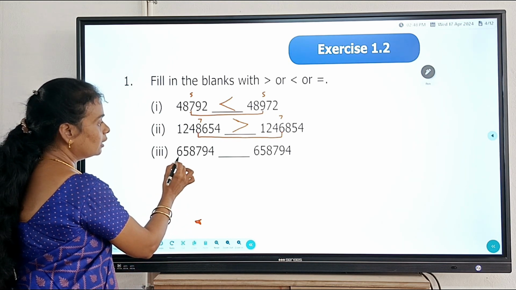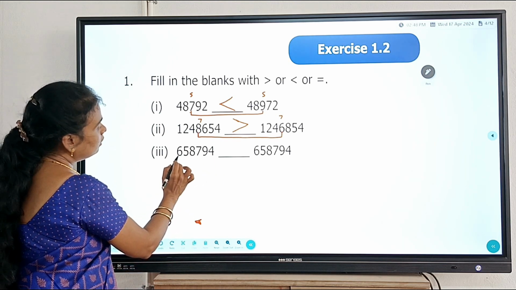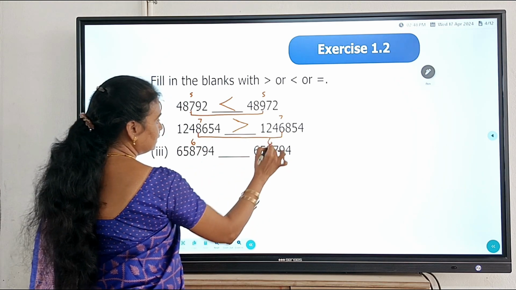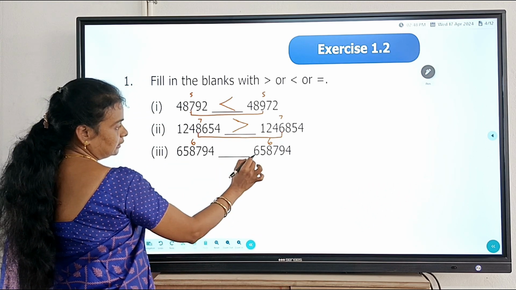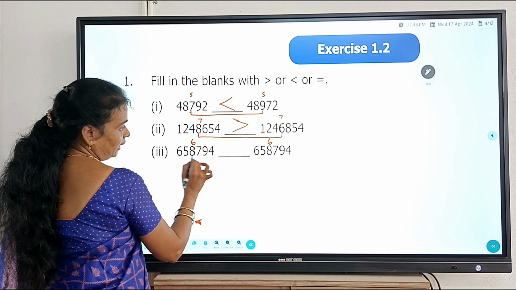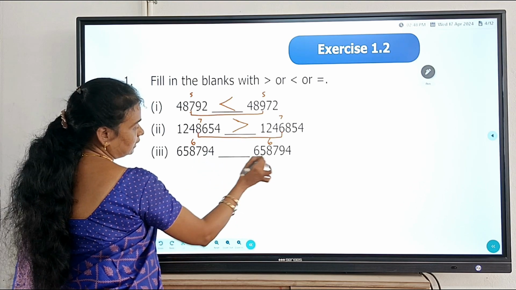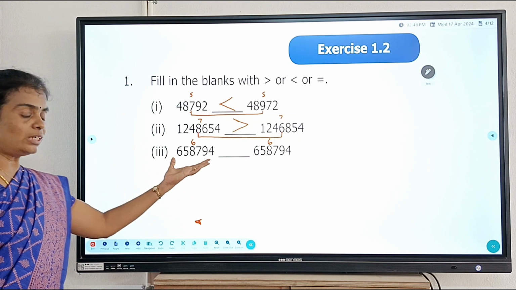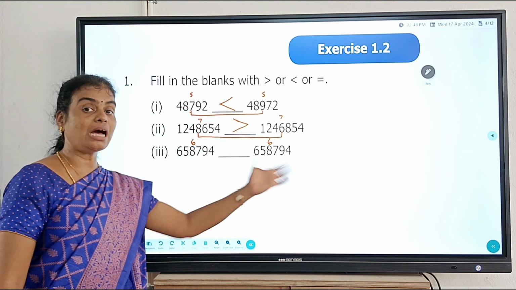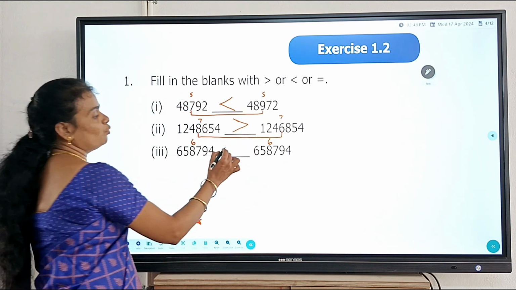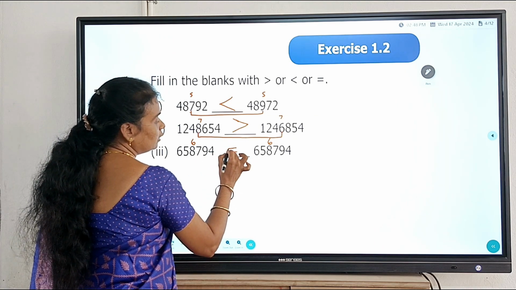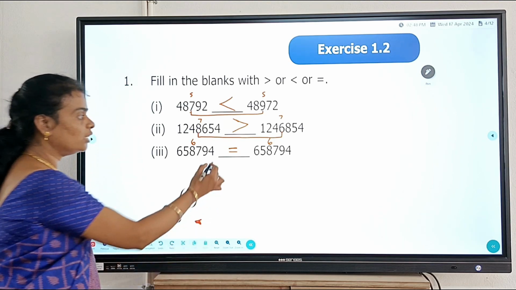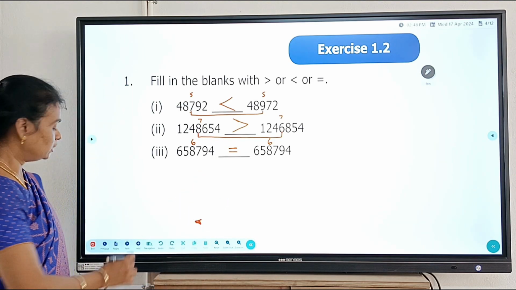The next one, count the number of digits here: 1, 2, 3, 4, 5, 6, and here also it is 6. First digit is 6, 6, 5, 5, 8, 8, 7, 7, 9, 4 and 9, 4, that side too. So the left hand side number and the right hand side number are similar. In this case, you will write the equal to symbol, which shows that this number is equal to that side without any change. So here you have to put this equal to sign.